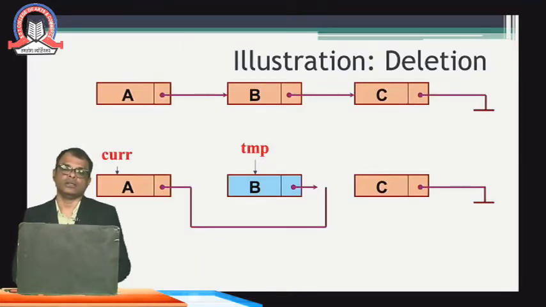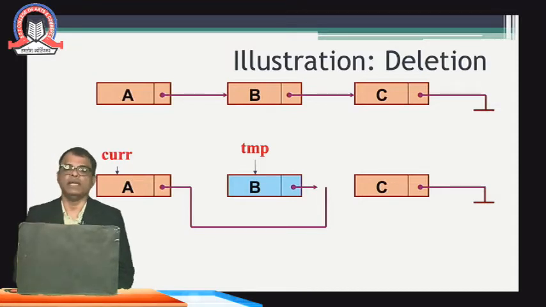Now the second part is deletion. So how are you going to delete an element from the linked list? If you see, my linked list is A, B and C. These three elements are connected with pointers. When I want to delete an element, what I will do is remove the pointer.